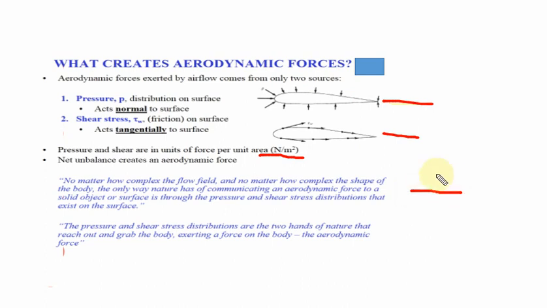Suppose it may be a surface. If the force is acting perpendicular to the surface, this is called pressure. Suppose I am having an object like this. If I am having forces acting parallel to the surface, this is called stress. So this is the main difference between pressure and stress.